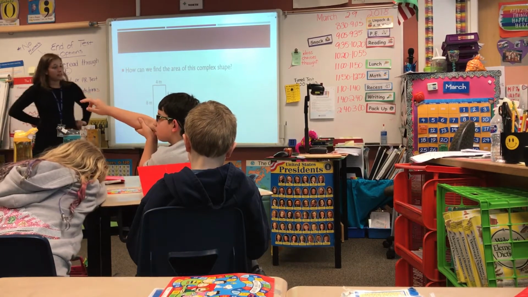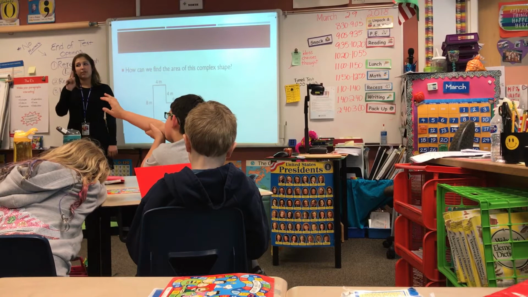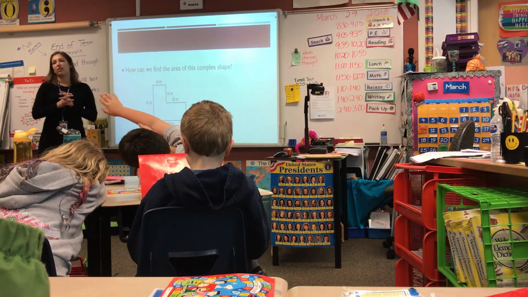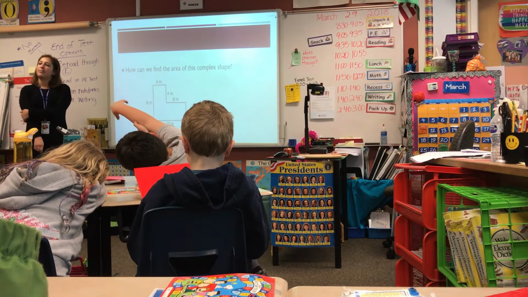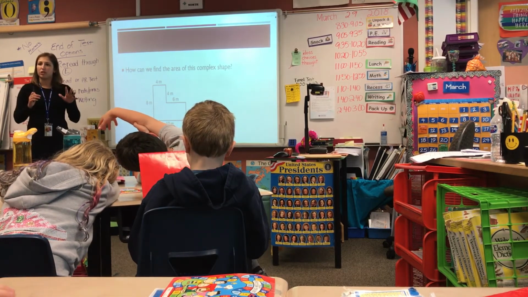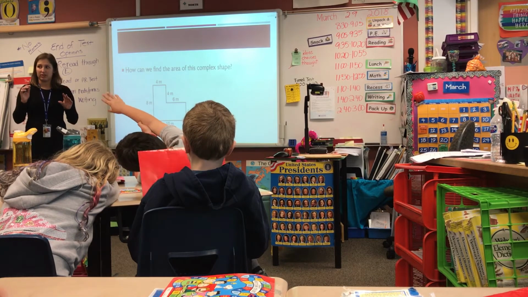Okay, we're not going to add up the sides, because do we add when we're looking for area? Nope, not perimeter. What do we do for area? What should we start with without doing any math? What should we start with? I'm going to move to someone else, okay?